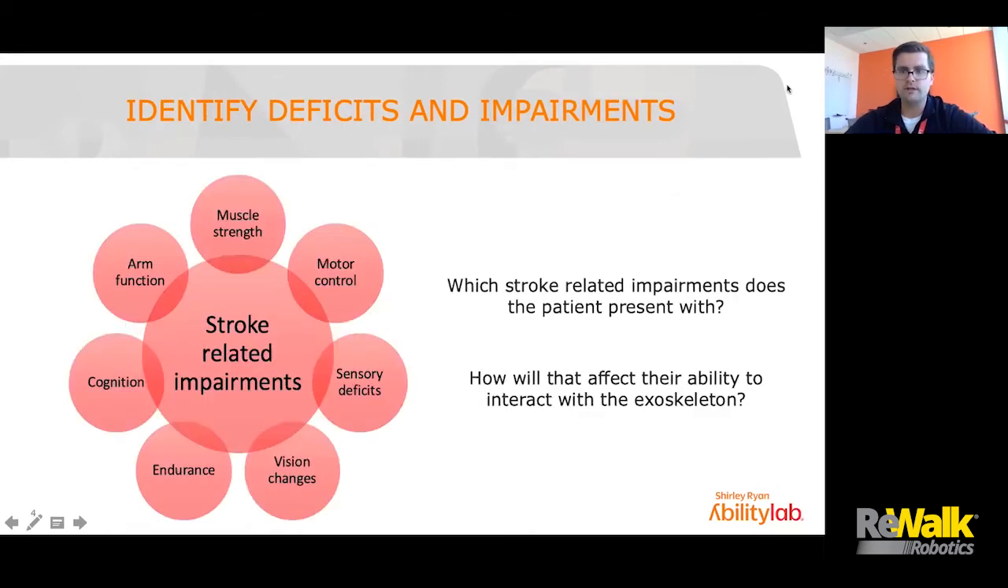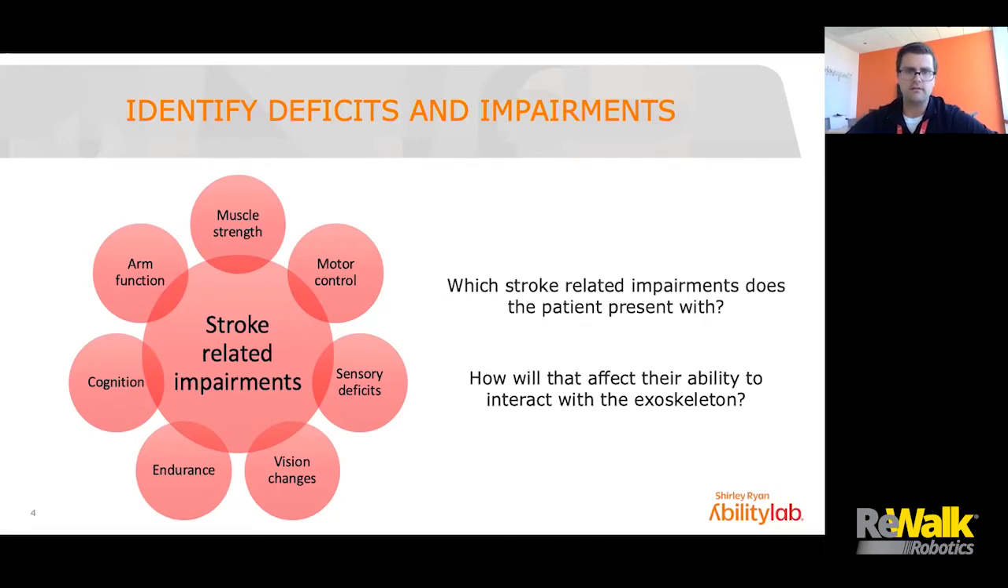So here's my example. In this case, I'm looking at stroke-related impairments. So you have quite a variety: strength, motor control, sensory, vision, endurance, cognition, arm and hand function. All of these things can be present, but they aren't always present either. So it really depends on who's in front of you and what the individual presents with, and then how that specific one will impact their ability to interact with the device.